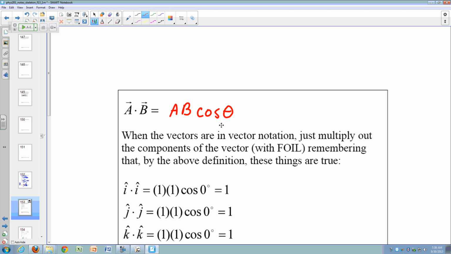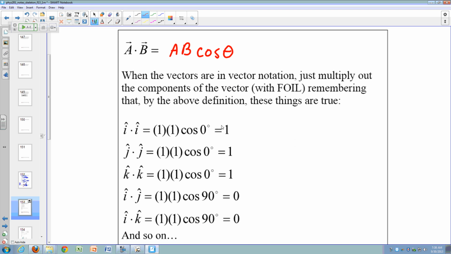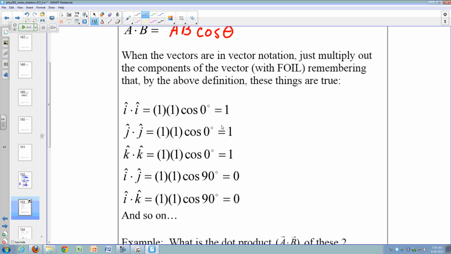All right, so when the vectors are in vector notation, you just multiply them out with the components of the vector, just with FOIL. I'll do an example of this in just a second. But you just need to remember that when you're multiplying these out, these things are true for all of my unit vectors. Because I dot I, remember I has a magnitude equal to 1, and that's the same true for j and k.